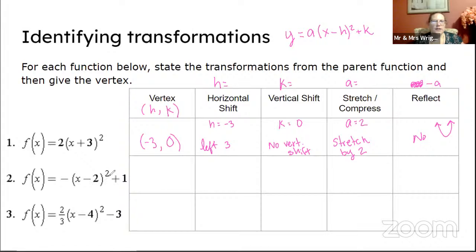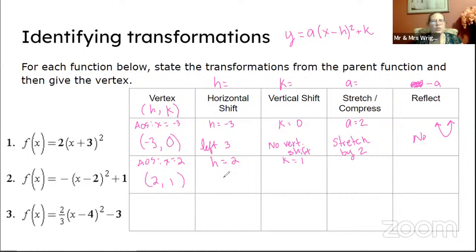All right, let's look at this one. Our vertex, again, being HK. Let's identify H is positive 2, because we're going to take the opposite of what we see here. And then K is 1. So this is going to be 2, 1. Just as a side note here, what is the axis of symmetry? AOS, axis of symmetry. Our axis of symmetry is going to be x equals negative 3. And here our axis of symmetry is going to be x equals 2. Okay, so keep that in mind. Just because I'm not asking for it doesn't mean you can't identify it.